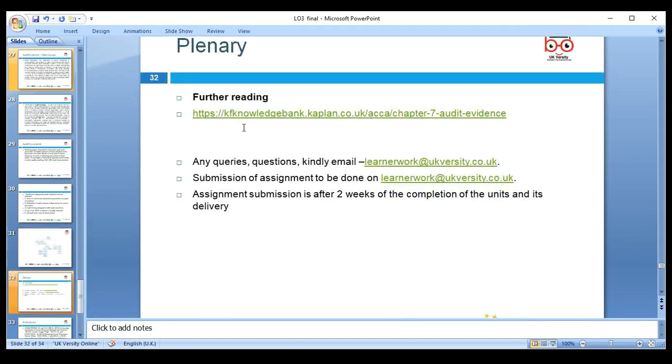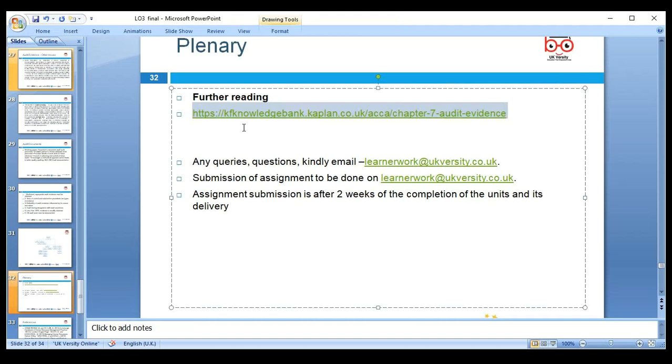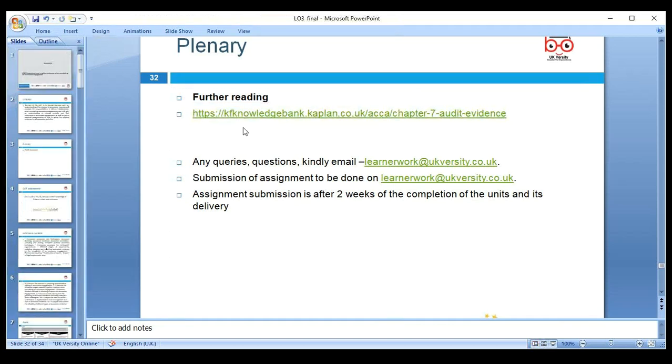Any question here? And for further reading, we have the chapter 7 link here. Please make sure you copy and paste it and read it before the next lesson to enhance our understanding of audit and audit assurance. So that's all for today's lesson, and if you have any questions, please ask.